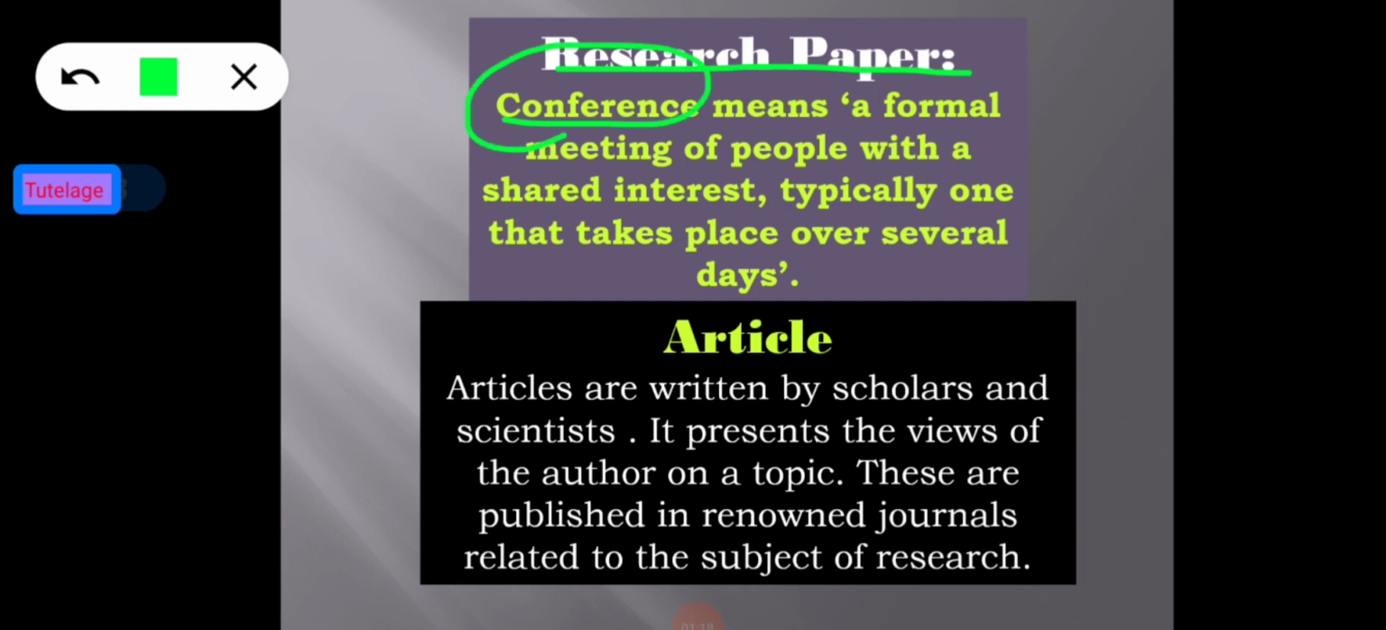According to the Oxford English Dictionary, a conference means a formal meeting of people with a shared interest, typically one that takes place over several days. So conferences usually last longer than seminars. That is the difference between seminars and conferences. A conference involves complete analysis of a topic with discussions between the participants for concluding results. And it is different from a seminar in the way that interaction in a seminar is like classroom interaction.